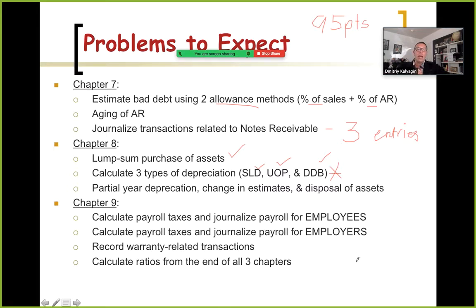In chapter 9, I'm only going to ask you to do payroll, and you will have to do a journal entry for the employee's payroll, and the journal entry for the employer. And also, I will ask you to do 2 journal transactions related to warranty. I'm not going to ask you to calculate all ratios from the end of all 3 chapters, but 1 or 2 of them is a fair chance. So this is the review of your problems.